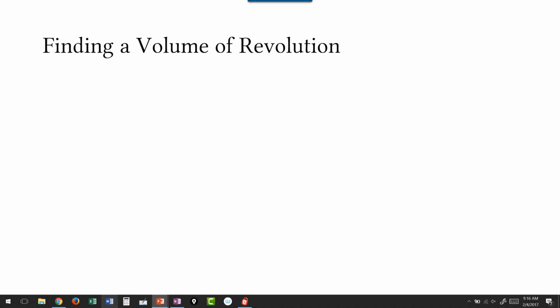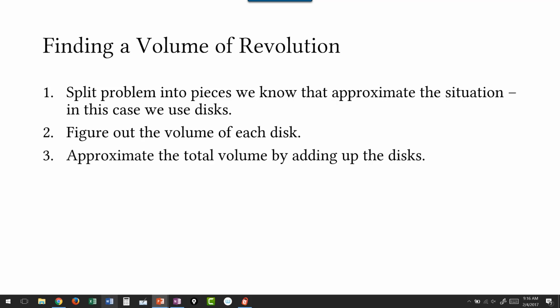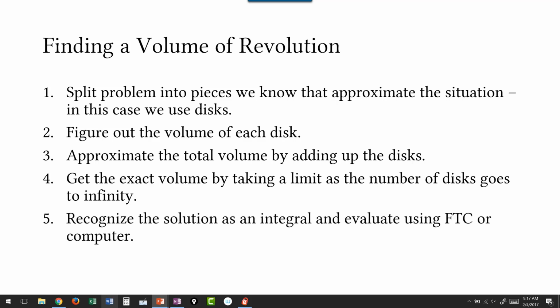To find a volume of revolution, we'll rely on our method from last time. We split the problem into pieces that we know that approximate the situation. As we've pointed out, we're going to be able to use disks again. We'll need to figure out how to find the volume of each disk. Then we add up all of the volumes of all the disks to get an approximate total volume. And then we get an exact volume by taking a limit as we let the number of disks or slices go to infinity. Finally, we recognize the solution as an integral, evaluate it using the fundamental theorem, or sometimes a computer.